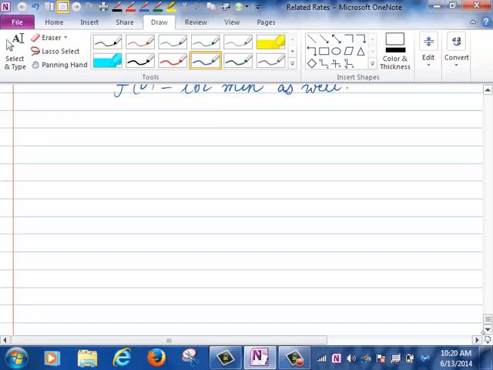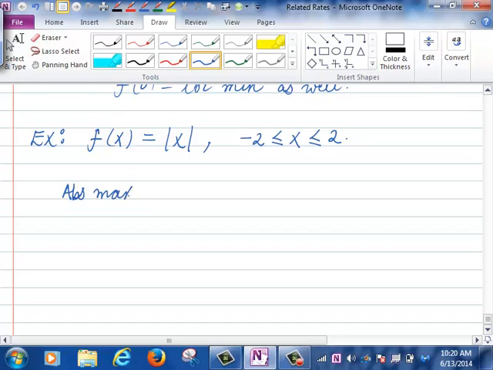How about, you guys remember the graph of the function f of x equals the absolute value of x? Okay, if I ask you, let's restrict the domain here between -2 and +2. What's the absolute max? Absolute max on this interval is what? And absolute min?